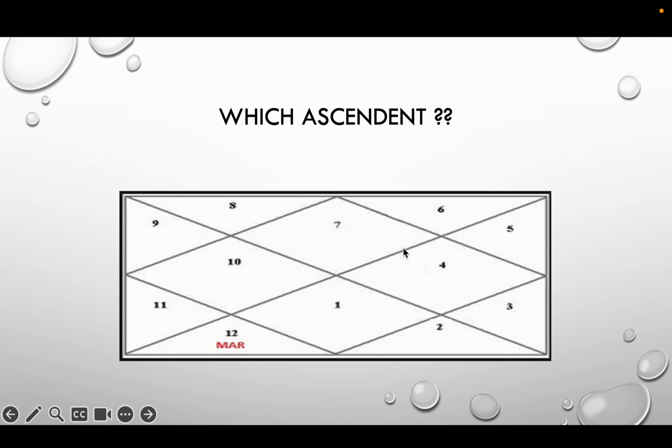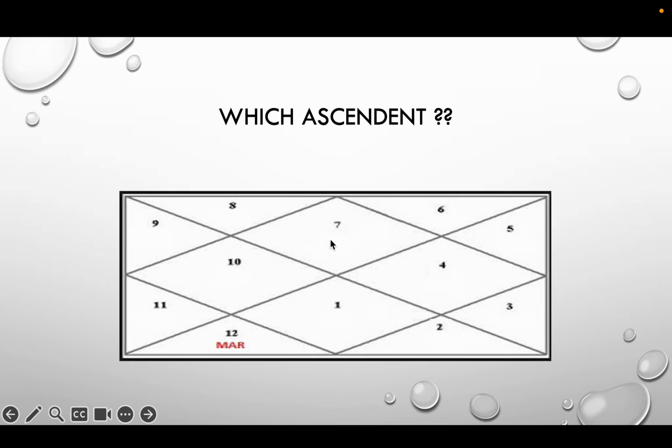Now again I am giving you 20 seconds to judge which ascendant this person is. Here the number 7 is present. I'm giving you 10 to 12 seconds. You can give your answers in the comment section so I can know that you have understood this. So let's check it out.